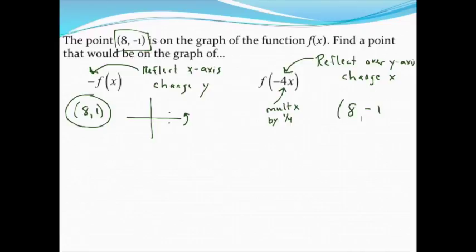Sorry, let me just write my point down. 8, -1. Nothing is happening to the y this time, so that stays -1. I'm going to change the sign of the x so it becomes a negative, and then also multiply it by a fourth, because I want to compress this. So my new coordinate will be -2, -1.